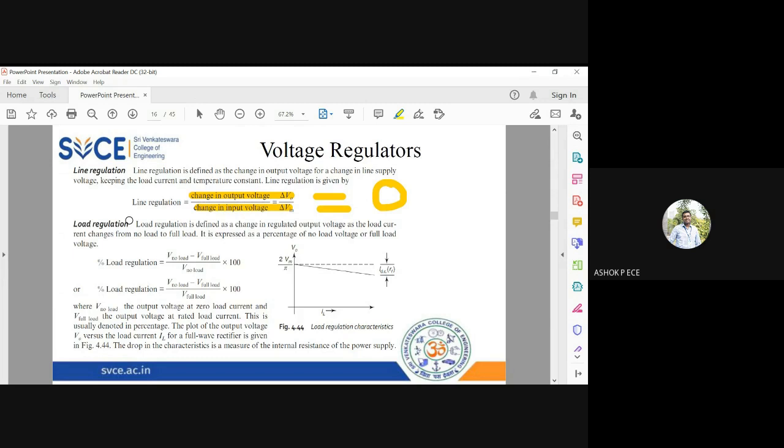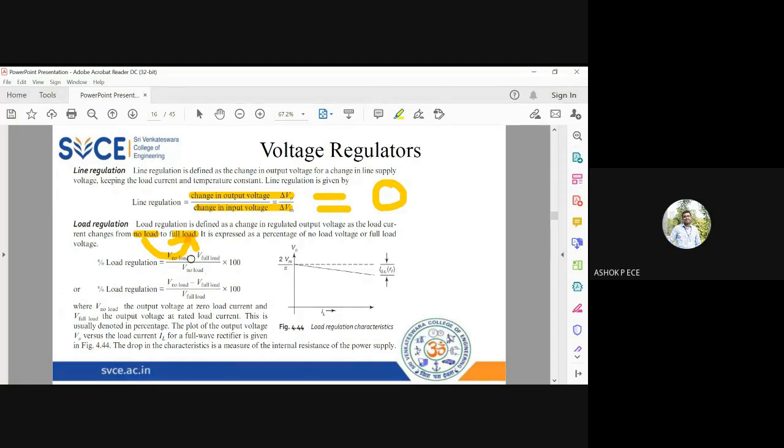Load regulation means the change in output voltage when the load is changing. No load means open circuit. Full load means you have a lot of appliances connected. Even when the circuit changes from no load to full load condition, my output voltage should not change. It has to be constant. So percentage regulation is V no load minus V full load by V no load, or V no load minus V full load by V full load. The numerator is the same. The denominator you can take with respect to no load or full load, depending on which formula you are going to use.